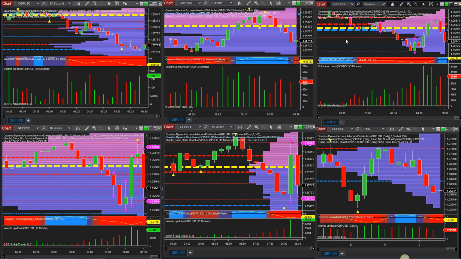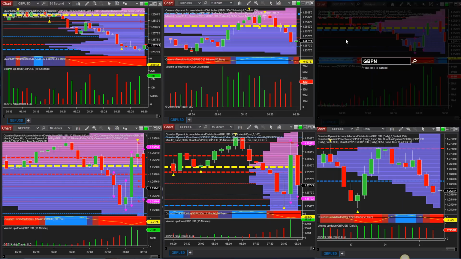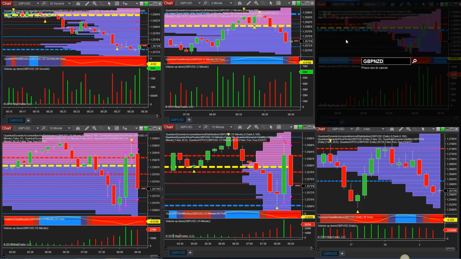Just see what, I'll just flick this over onto another pair. Let's have a look at the New Zealand dollar. Just have a look at that.